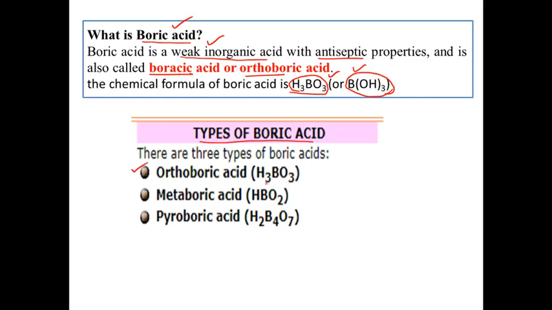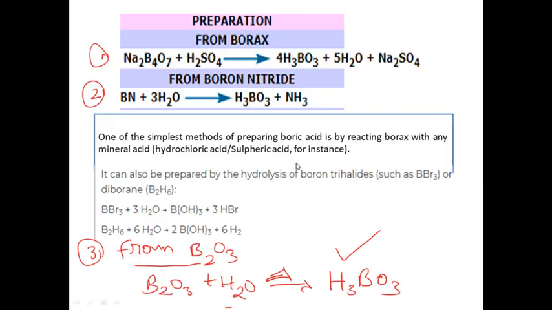So of boric acid, you have 3 types. One is orthoboric acid, H3BO3. This is the one whose properties we are going to discuss. Another type is called metaboric acid. When two H and one oxygen are removed, you get metaboric acid, and then pyroboric acid. So these are the 3 types of inorganic boric acid, but we will be discussing type number 1, H3BO3.